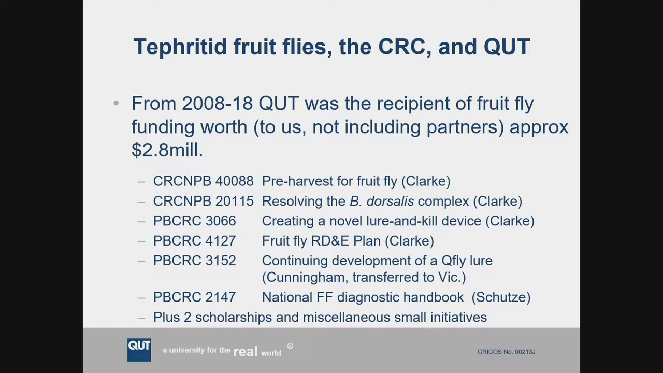So focusing just on QUT and my lab in particular, this does not reflect funding to other groups at QUT, but primarily the QUT fruit fly group. Between 2008 and 2018, QUT was the recipient of fruit fly funding worth to us approximately $2.8 million. The funding that went to partners and others was part of larger projects. And it deals with, as you'll see, a number of projects over that 10-year period. Now, one of the things I want to emphasize with this slide is that it's pretty accurate. I've gone to a fair bit of trouble to work out what the total value of our projects were. And while that's a nice, healthy figure, it's less in terms of dollar funding than just one project that I've been associated with externally from the CRC in the last 18 months.